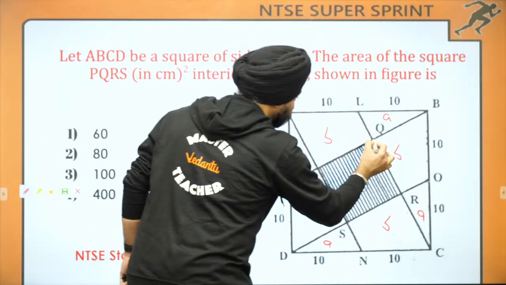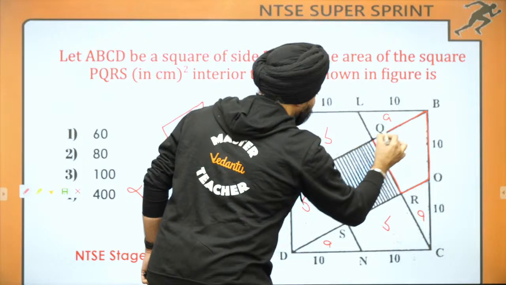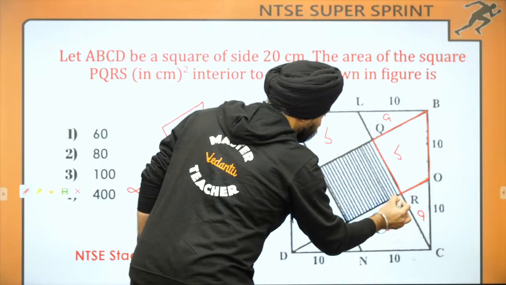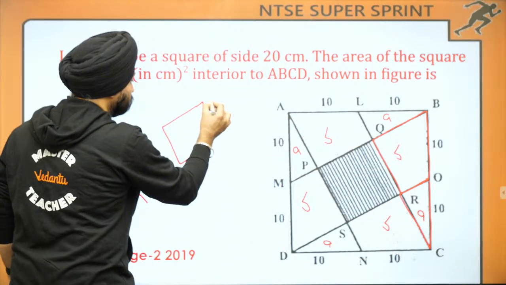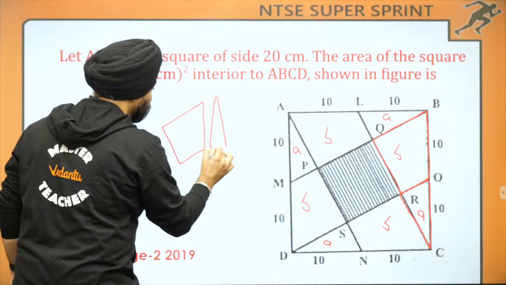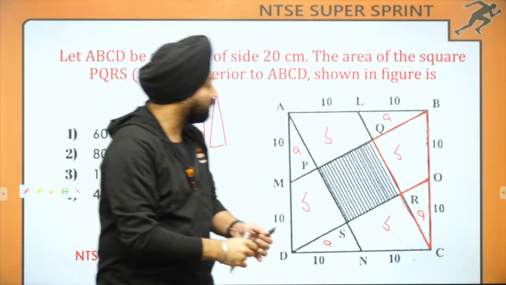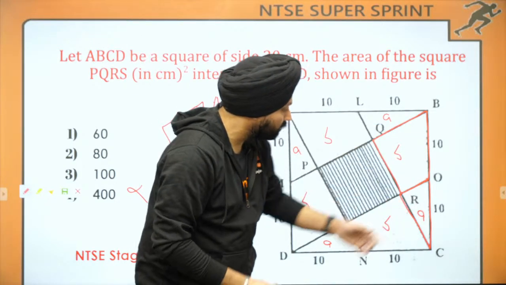this portion and I pick this portion, it will be a square. ध्यान से देखिए, because the sides are same, the hypotenuse is 10, the hypotenuse is 10.